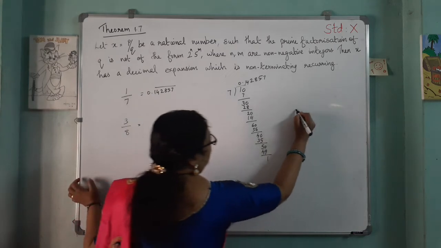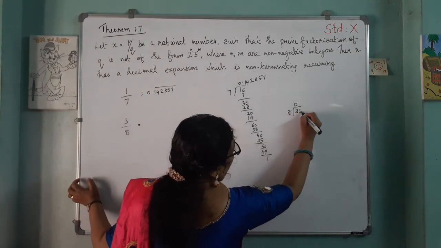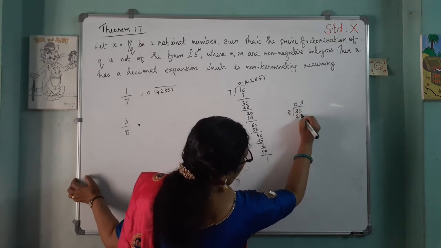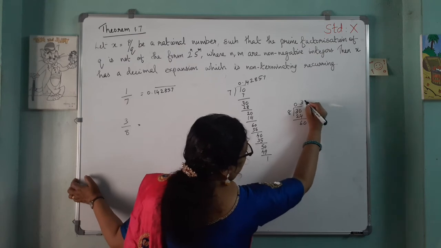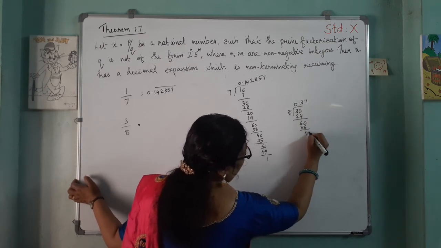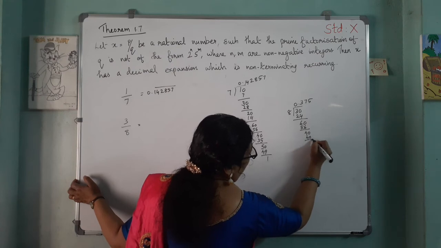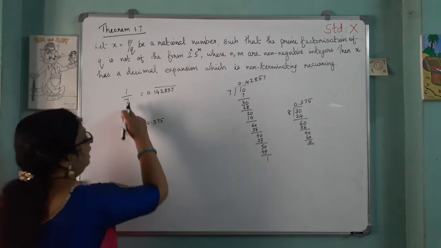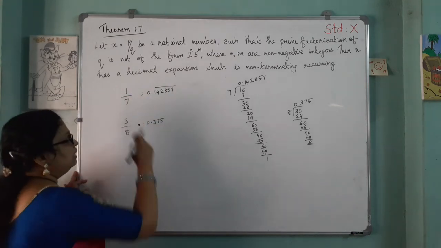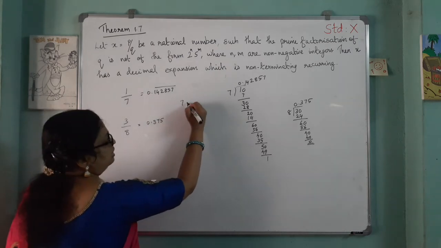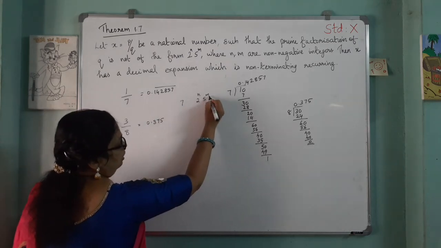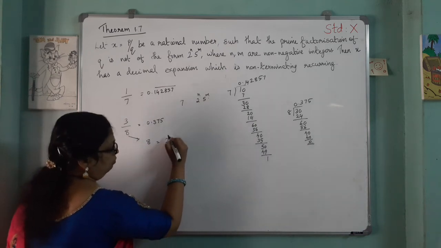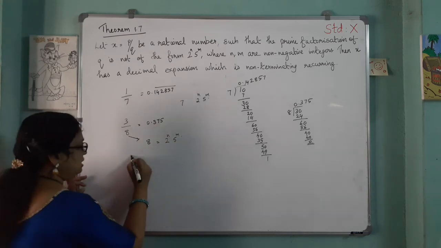Then 3 by 8. 3 by 8 when dividing, 0 point, then 30, then 4. Then 3 times 24, 6 remainder, 60, then 7 times 56, 4 remainder, 40, 5 times 40, 0 remainder. So it is 0.375. And for this rational number 1 by 7, this denominator 7 we can't write in the form 2 raised to n, 5 raised to m. Then this 8 can be written in the form 2 raised to n, 5 raised to m. That is 3 by 8.